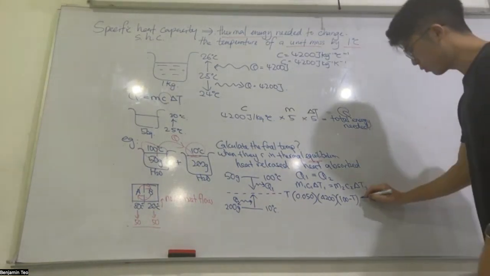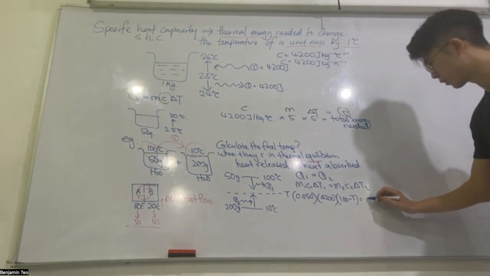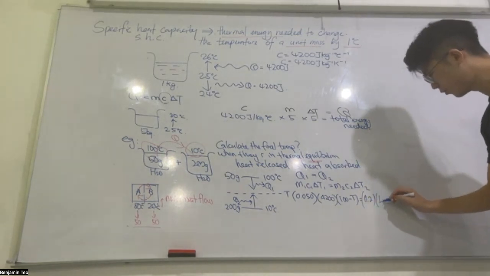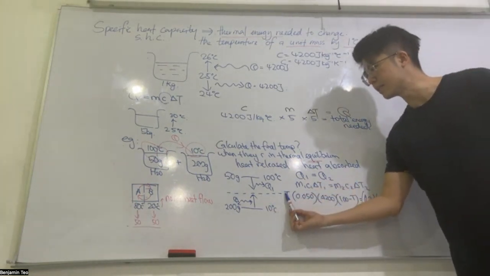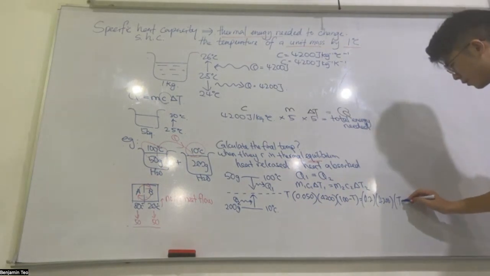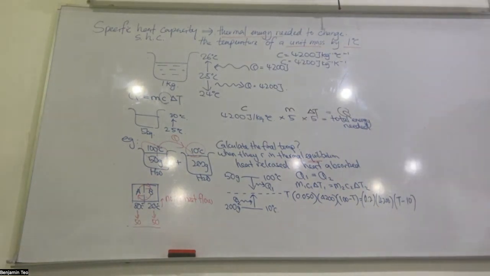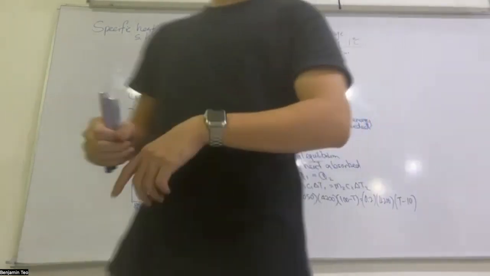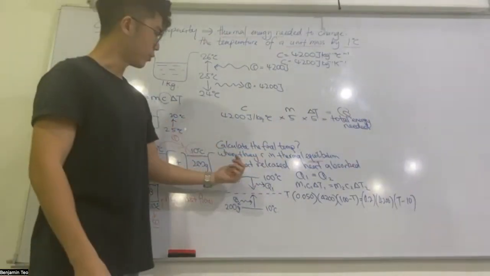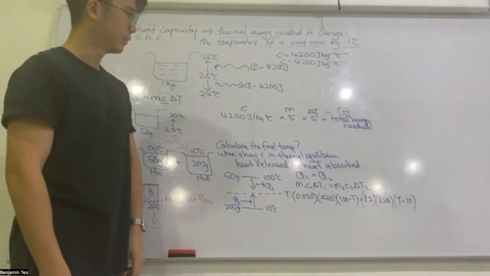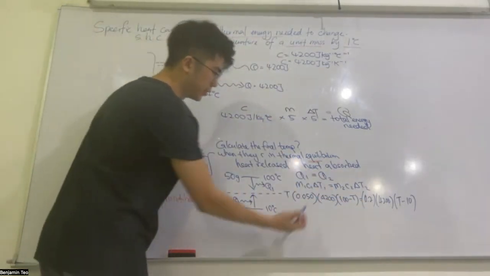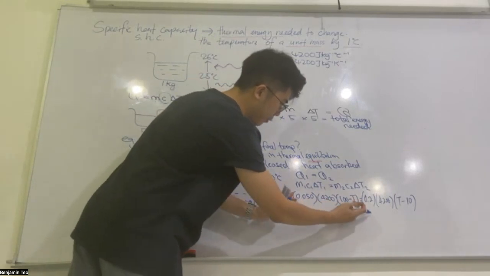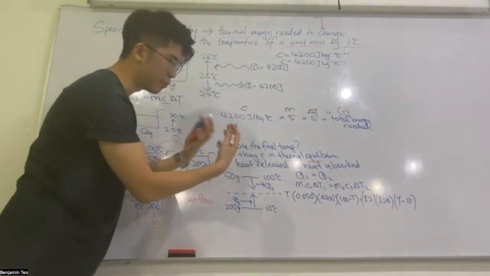Equals to M2, 0.2 times 4200. Change in temperature again, bigger minus smaller. So the bigger one, T minus 10. T minus 10, bigger minus smaller. So both sides don't have a negative. You don't have to deal with that, right? Because sometimes in chemistry, when you do heat release, there's minus Q. Okay, we just simplify it like this. As long as you know your left hand side is the heat being released, right hand side is the heat being absorbed, and numerically they are the same.